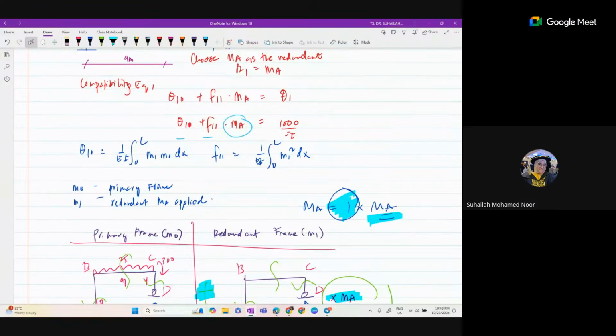Inside the compatibility equation there is displacement. Then there is the formula of displacement. Inside the displacement formula there is the moment equation. Inside the moment equation there is reaction: reaction in the primary structure and reaction in the redundant structure. Be careful when support settlement is mentioned in the question. Be careful with that, because this is one favorite question that students should know.